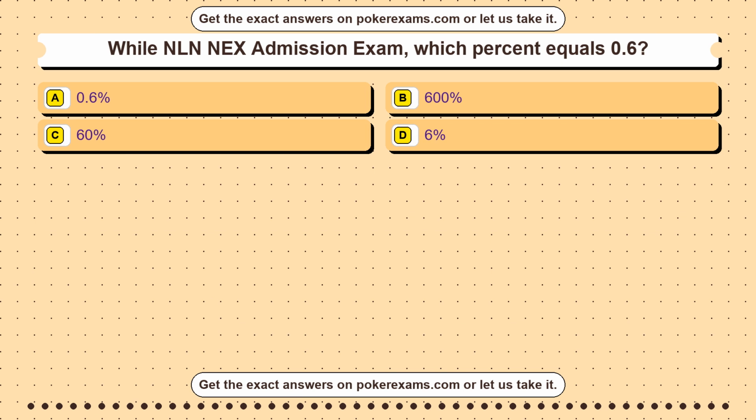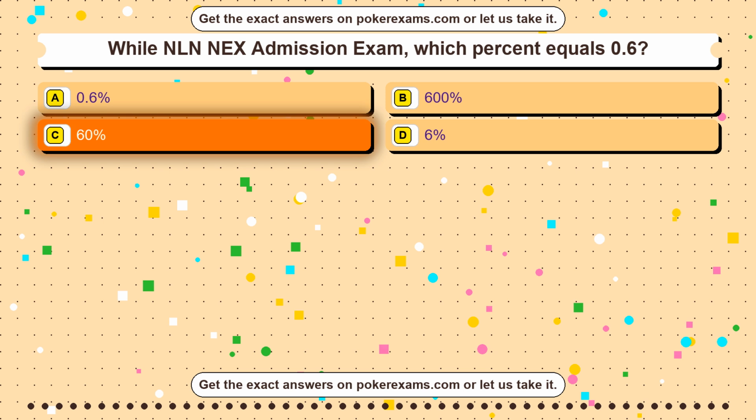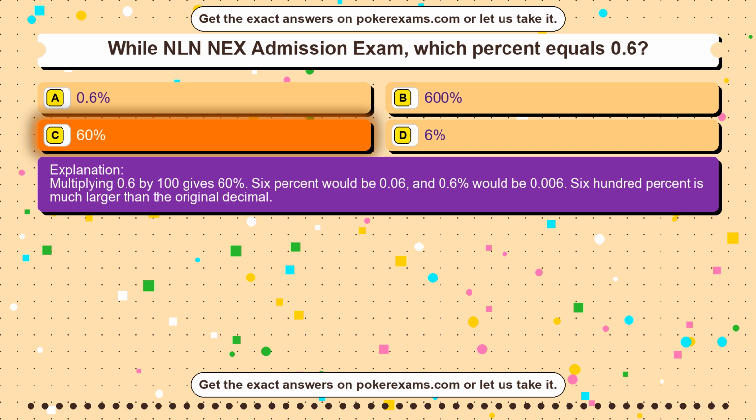Question 27. While NLN NEX Admission Exam, which percent equals 0.6? Option A 0.6%. Option B 600%. Option C 60%. Option D 6%. The correct answer is option C. 60%. Multiplying 0.6 by 100 gives 60%. 6% would be 0.06, and 0.6% would be 0.006. 600% is much larger than the original decimal.